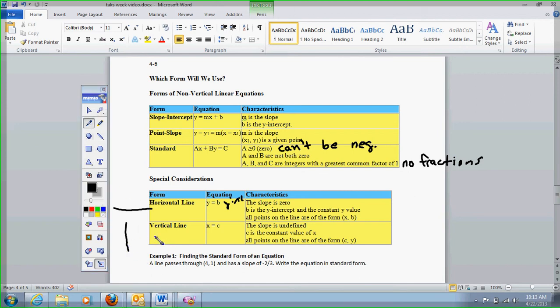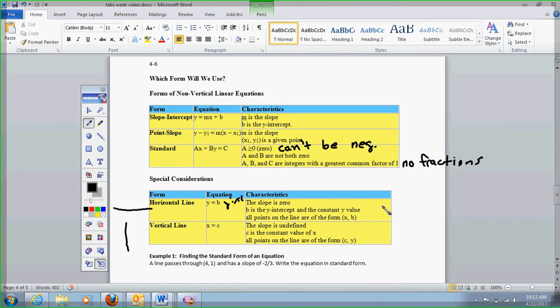Up and down. And vertical line, your slope is undefined. That's going to be where you have 0 on bottom of your slope. And you say, well, you can't have 0 on bottom, so that's undefined. Okay, those are two special considerations, and that's something that you do need to know.